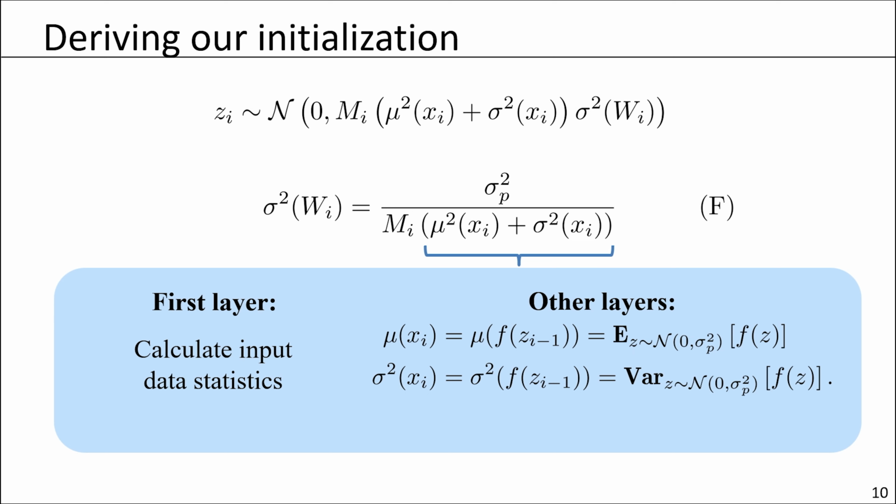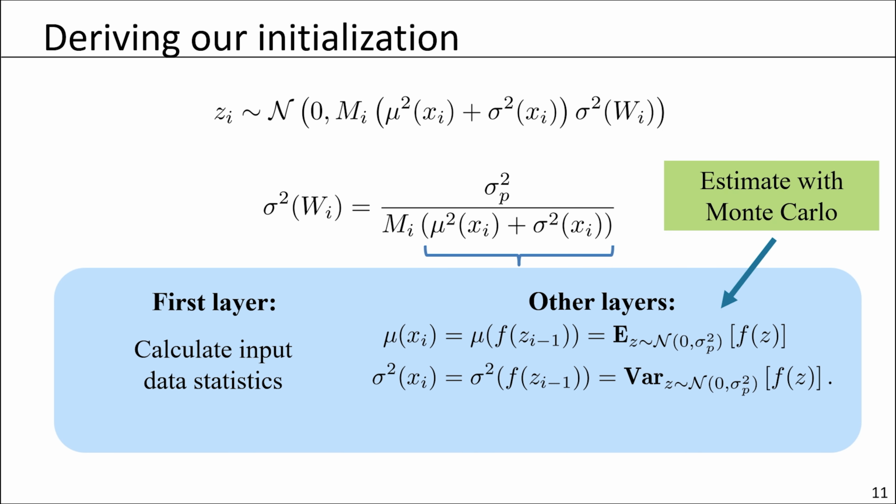The key part of our initialization is to allow for a fixed, arbitrary pre-activation variance sigma p squared and ensure each layer's pre-activation satisfies this. Thus, for the initial layer, we need to use input data statistics, and for every other layer, since Zi-1 has this variance, we can solve for the required weight variance. We show that we can estimate this once for all layers using Monte Carlo sampling efficiently and accurately.